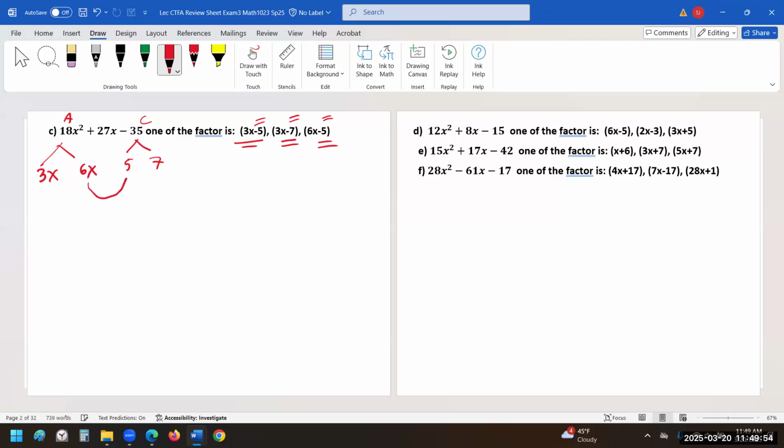So if you connect this and this, do you get 27? 6 and 5 gives us 30x. 3 and 7 gives us 21x. Do you get 27 from here? No. So my pairing is wrong, so let me repair them. 3 with 5, 6 with 7. 3 with 5 gives us 15x. 6 and 7 gives us 42x. Can we get 27x from there?